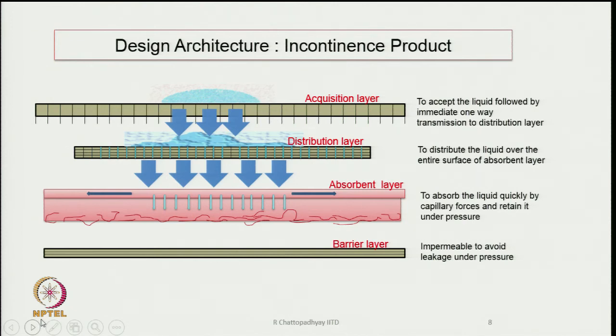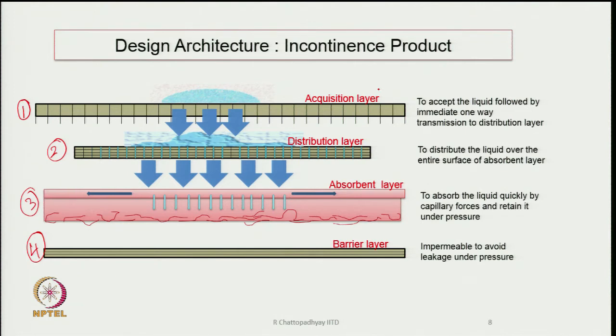Now, I am coming to the design architecture of an incontinence product. If you look at it, a schematic diagram is shown here. This is layer number 1, this is layer number 2, this is layer number 3, this is layer number 4. That means there are 4 layers. So, an incontinence product will generally have 4 layers. It is a layered assembly, and each layer has a specific function.